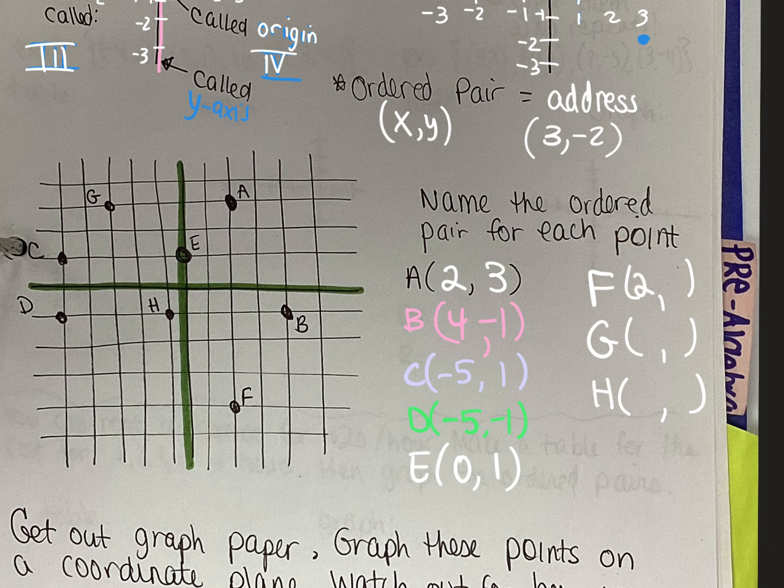F is positive 2, 1, 2, 3, 4, negative 4. G is 1, 2, 3 to the left, 1, 2, 3 up, negative 3, positive 3. H is 1 to the left and 1 down, negative 1, negative 1.